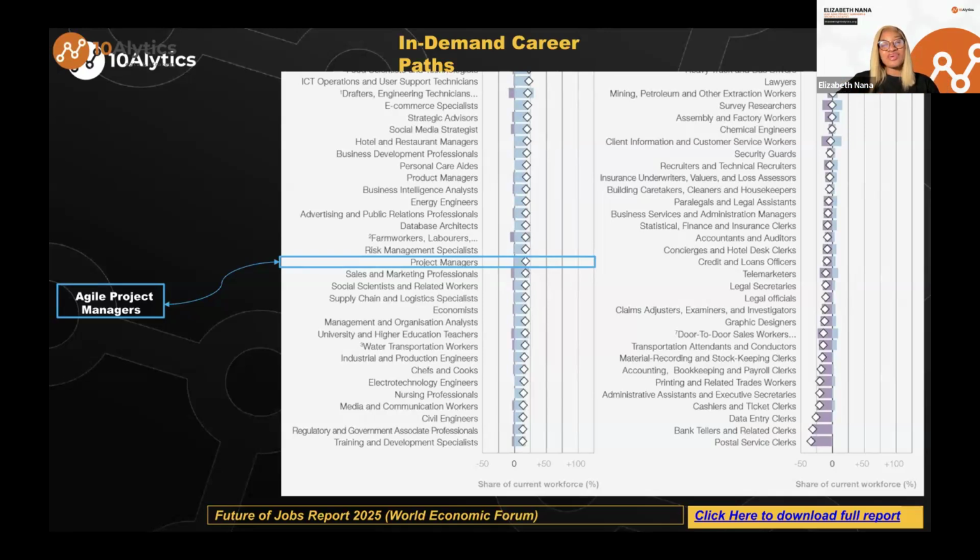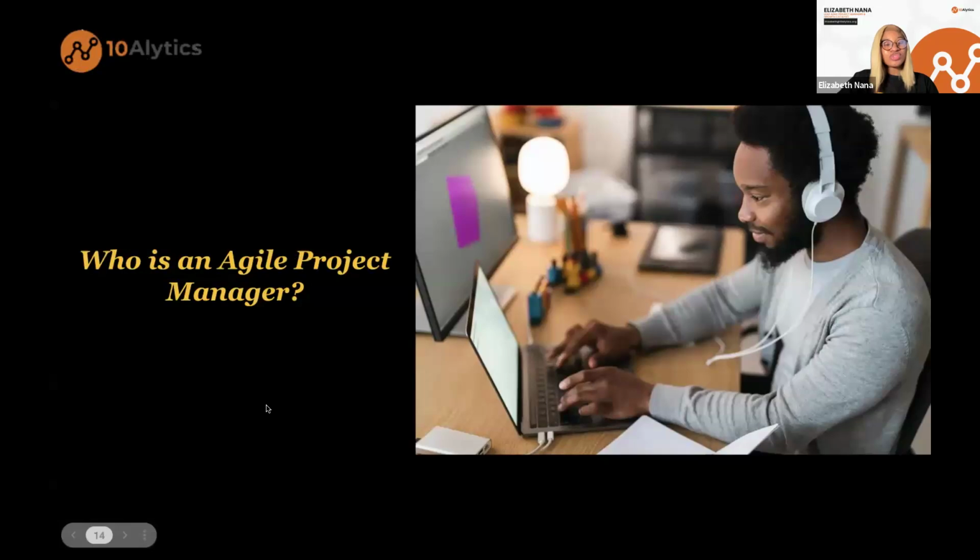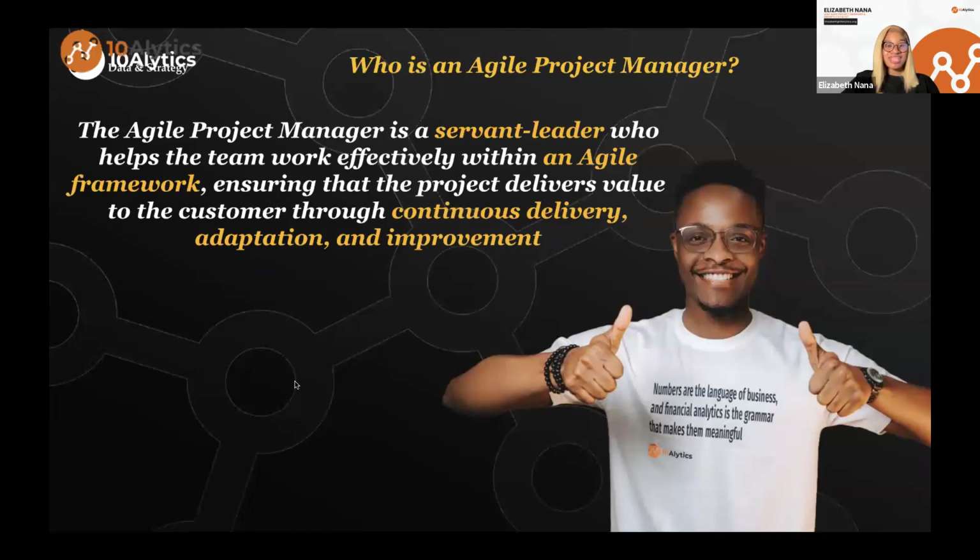Because at the very core of what we do, we care about sustainability. We don't just want you to take a program or learn a course or learn a new skill that will be obsolete in the next 2 to 3 years. All right. So who is an agile project manager? I want to believe that everybody on this call wants to be an agile project manager, and that's why you are here. Now, an agile project manager is a servant leader.